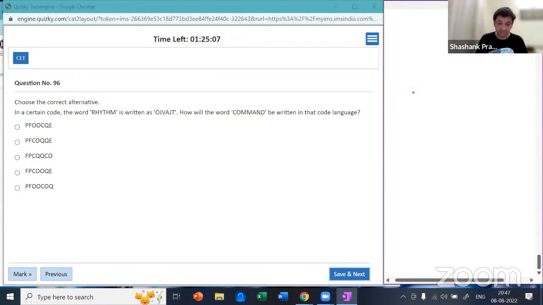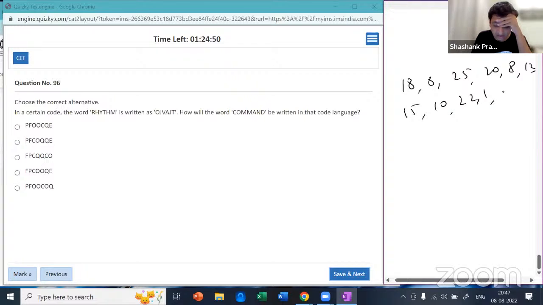Okay. Sorry. Rhythm is written as something. So PQRST, R is 18, H is 8, Y is 25, T is 20, H is 8, M is 13. And OJ, O is 15, J is 10, V is 22, A is 1, J is 10, T is 20. Okay, what can we see? Can't say anything. Plus 2 I can see somewhere: 18, 20 I can see, 13, 15 I can see, 8, 10 I can see, 25, 20, 22 I can see. Some plus 2 logic I can see, yeah. So 13 becomes 15, 18 becomes 20, 8 becomes 10, 8 becomes 10, 25 becomes 1, 20 becomes 22.